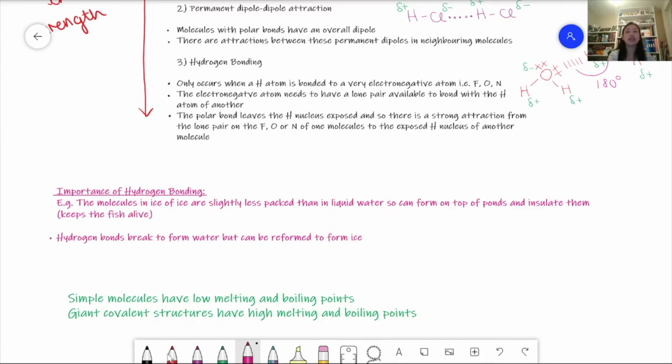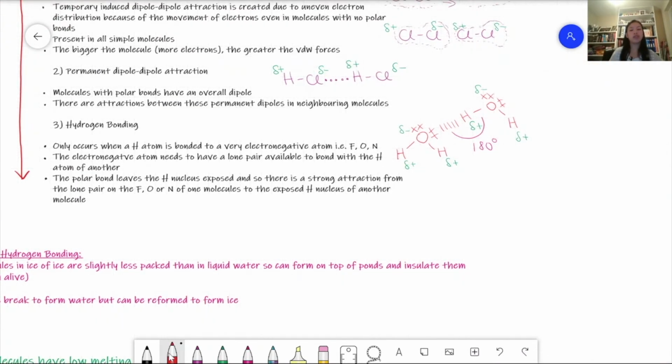So hydrogen bonds are actually the strongest out of the three intermolecular forces, but they're a lot weaker than covalent bonds. So they don't take very much energy to overcome, really. They can break to form water, but they can be really easily reformed to form ice. And the reason why I drew the waters at 180 degrees is that a rule for hydrogen bonding is that when something hydrogen bonds, the angle will always be 180 degrees.